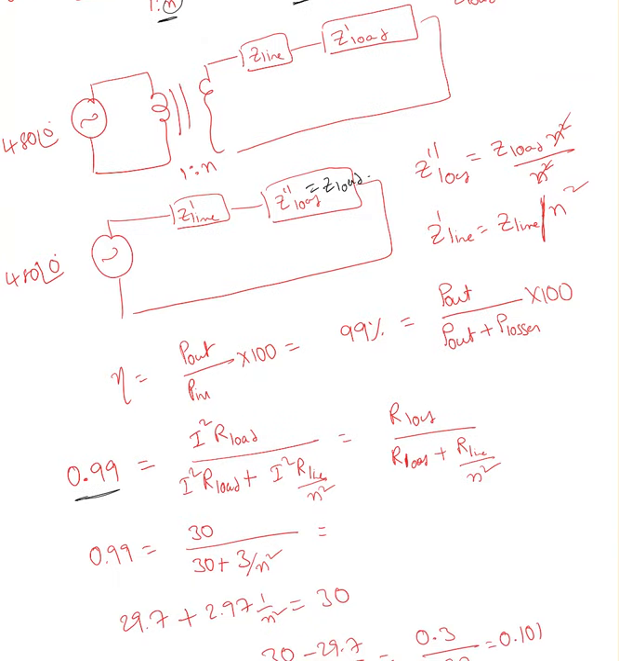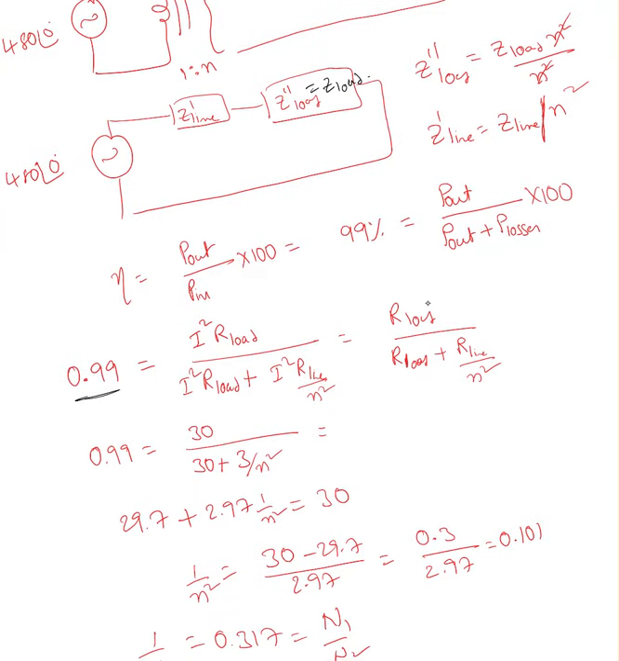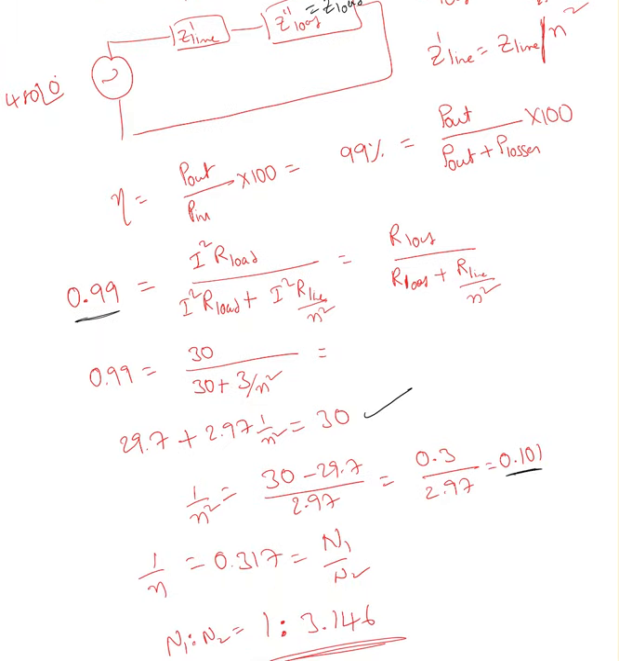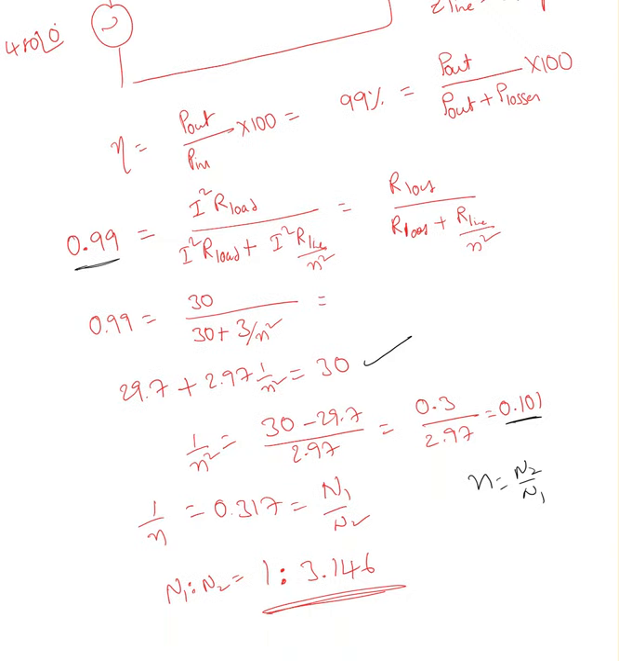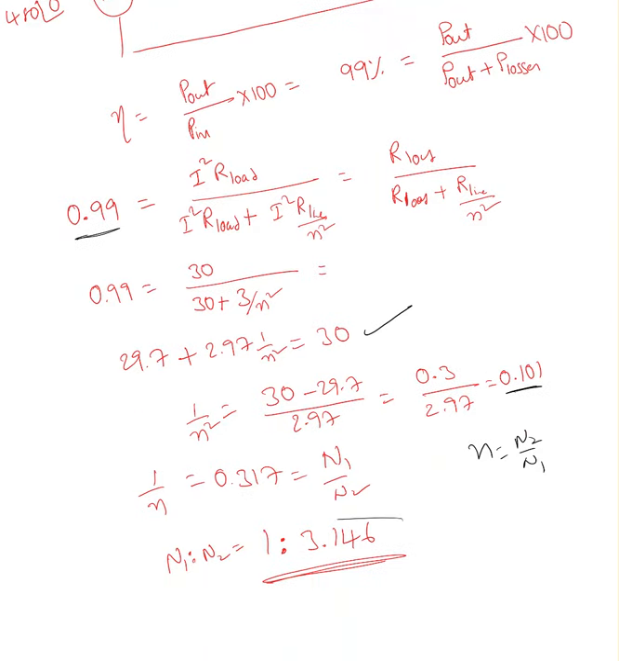Now I square is common, I can eliminate that, and the load resistance is 30, line resistance is 3. So I substitute those numbers. I end up with 1 over N square equal to 0.101, 1 over N equal to 0.317. That is N1 over N2, because N is nothing but N2 over N1. So since this is 1 over N, you will end up with N1 over N2. So N1 is to N2 is nothing but 1 is to 3.146.